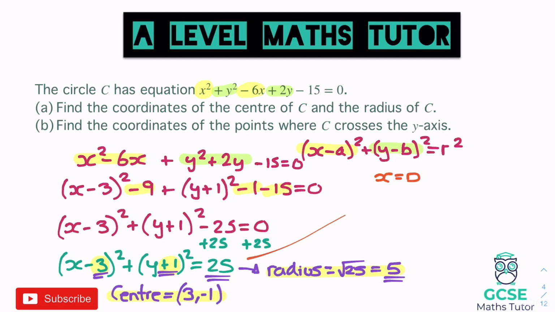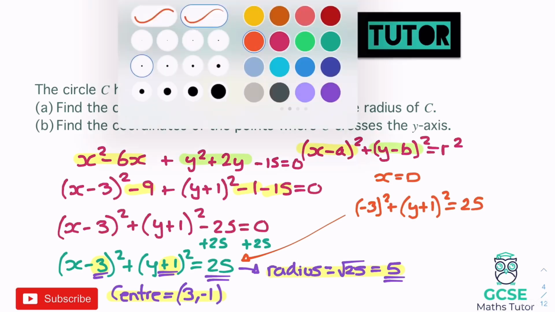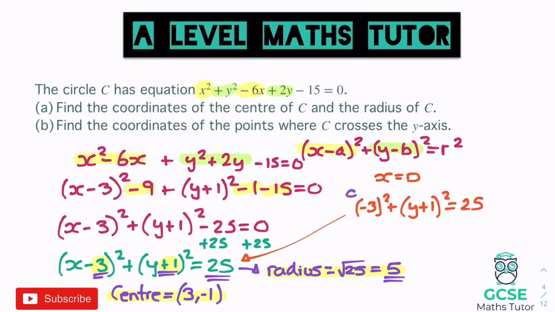I'm subbing it into this equation just here. So we get 0 minus 3 in the first bracket, so negative 3 squared, plus, we don't know the y coordinates, so we've got (y plus 1) squared, and that equals 25. So we just need to rearrange this. Now negative 3 squared is 9, so if I take away 9 from both sides, we get (y plus 1) squared equals 16.